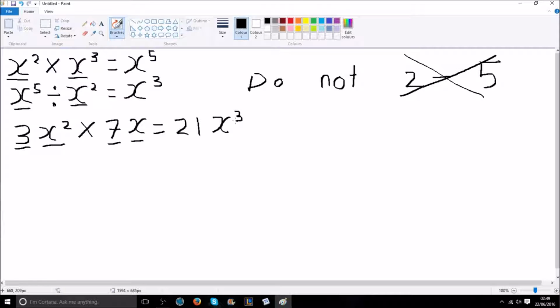Now the reason why it's x cubed is because there's an invisible 1 here. And both x squared and x have the same base, which is x. You can see this has an x base and this has an x base. So both of them have an x base. So we can add the powers, and we know 2 add 1 is 3.